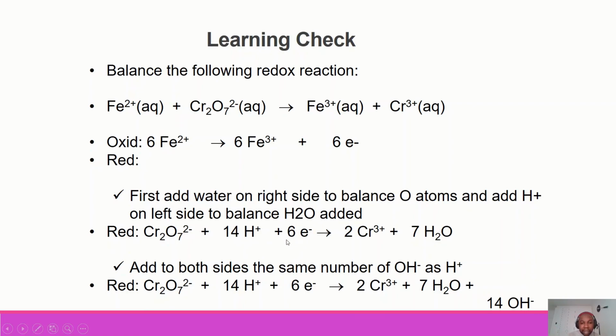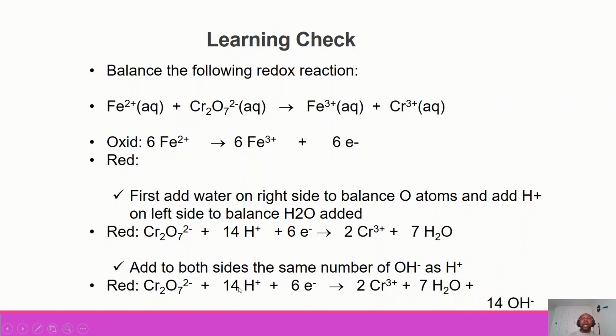So that's why we're adding 6 electrons to this side, so that by the time you add all the charges, they're going to be the same, and then you're going to have 6 positive here, then you're going to have 6 positive charge here on the other side. All right, so after that, you had both sides the same number of OH as H plus. So that means we want to eliminate, remember this is basic medium, so we want to eliminate the protons here.